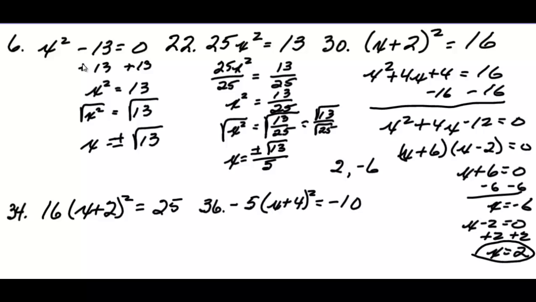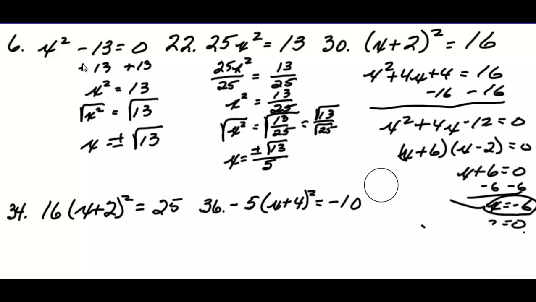Those answers are the same that we got when we did it the other way. So that's just one way of proving that using the square root method will get you the answers that you're looking for. Now we want to look at a couple that are a little bit more challenging. So we're going to take a look at problems 34 and 36.